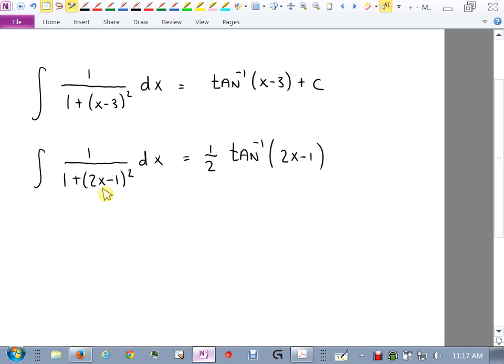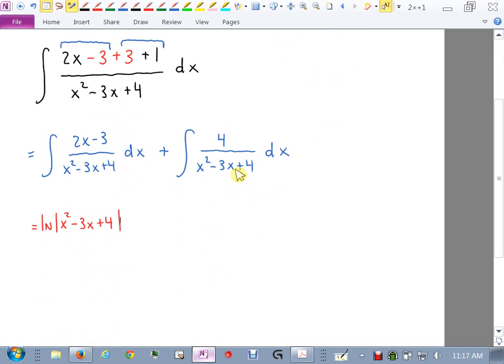So what do you think the process is going to be for us here to make it look like the one I just showed you? Completing the square. We're going to complete the square on this. If we complete the square on this, then we will be able to do exactly what I showed you a second ago. All right? So let me complete the square on this right here.